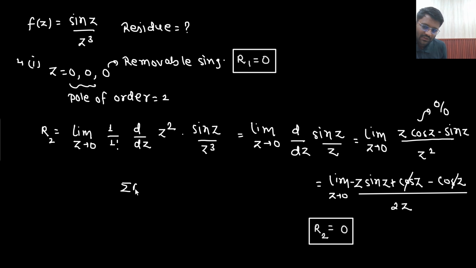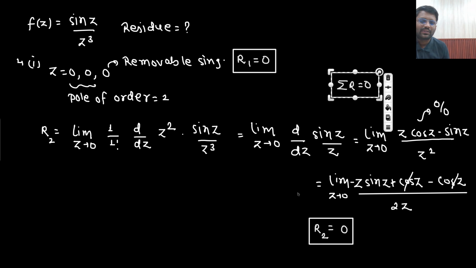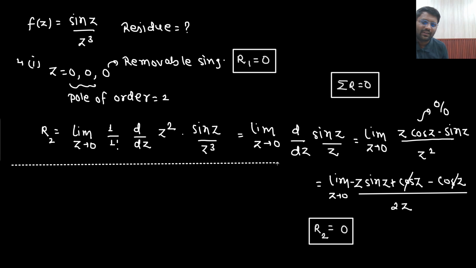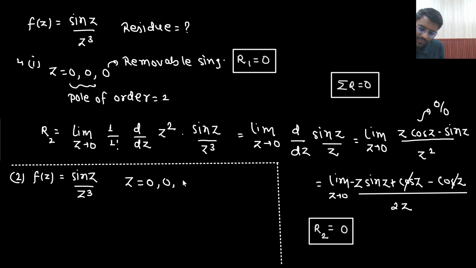Total residue is coming out to be 0 only. Now someone might say, "Sir, total residue is coming out to be 0." Someone would say that they will solve it in another way, by considering it a pole of order... My second way would be that f(z) is sin z by z cube. I will consider z equals 0.